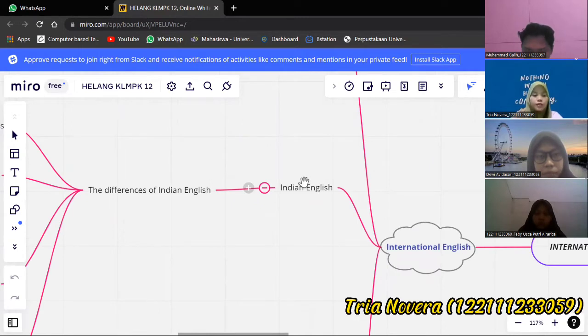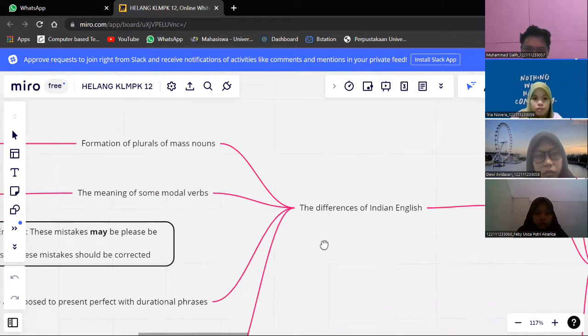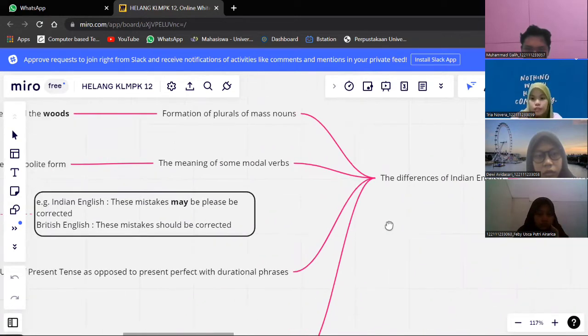Okay, next I will continue the presentation. We will explain about Indian English. Before that, we know that English is an official second language in India, but Indian English has differences from British English. So these are the differences of Indian English.